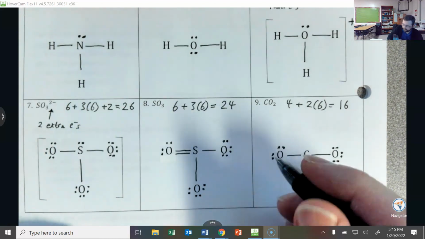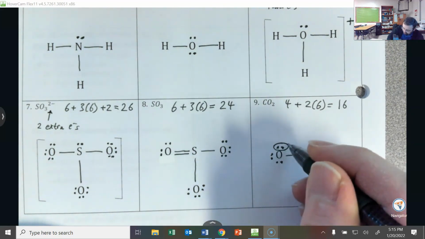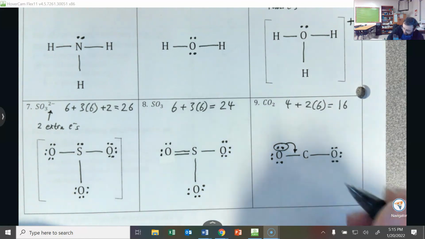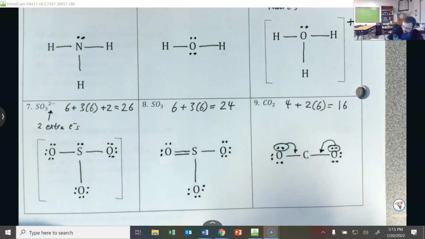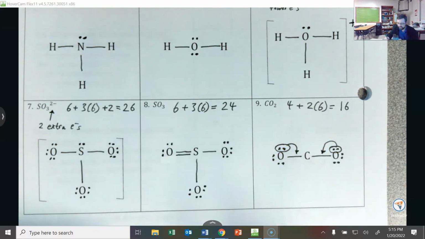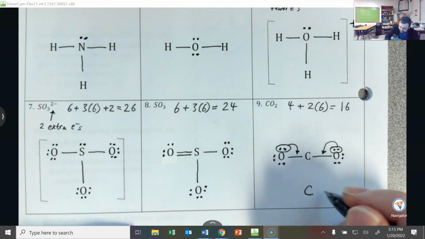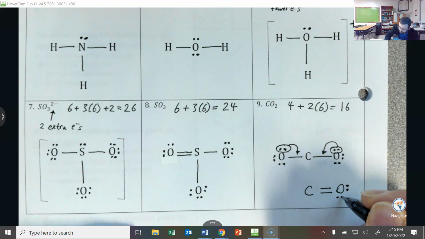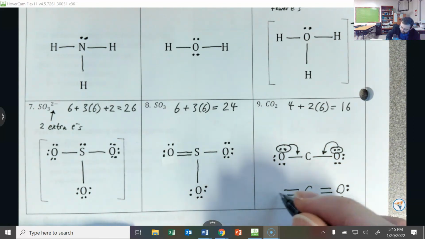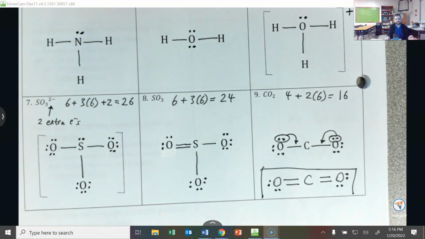It wants 8. So what I could do, and this is a little easier to redraw, so I'll just do it this way. I can take 2 electrons and move them down to make a double bond there. 2 electrons here, move those down to make a double bond there. Now you wouldn't always do that, but in this case we're going to need that because this is only 4 and I need to get to 8. So it would be C with a double bond to oxygen, double bond to the other oxygen, and that is our final structure. We'll do more examples next time.